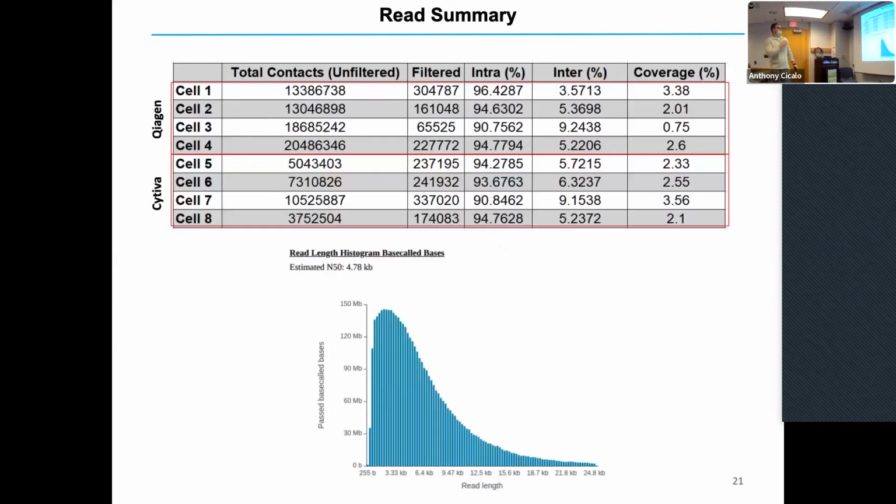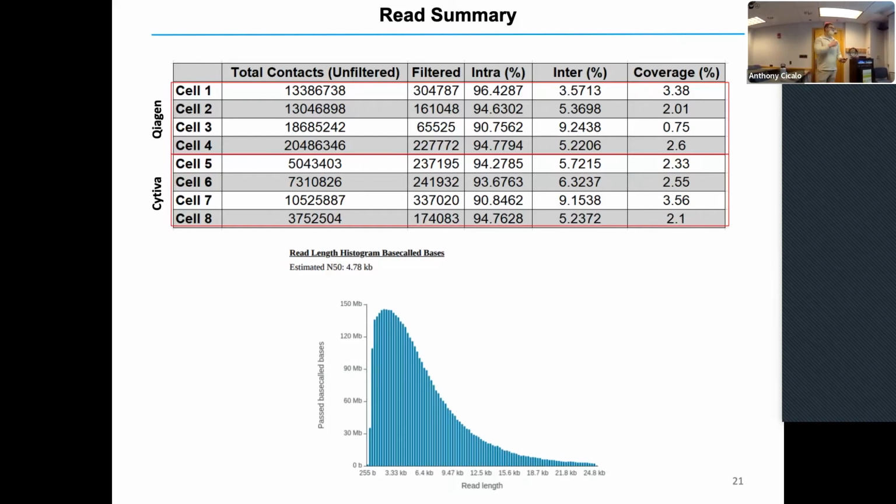And some other statistics that we did were we calculated the number of total contacts that come from this kit. And then we also filtered it to only be unique pairwise contacts. And we noticed that Cytiva also provided us with more unique pairwise contacts after filtration. And also, we saw a very significant number of off-diagonal contacts, these interchromosomal contacts, which we like to see with this technology. And also, we saw 3.56% coverage of the mouse genome with Cytiva.